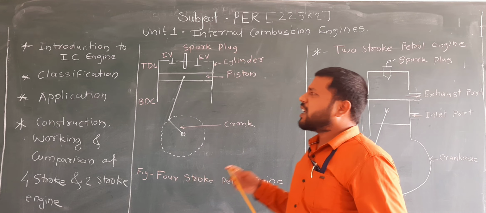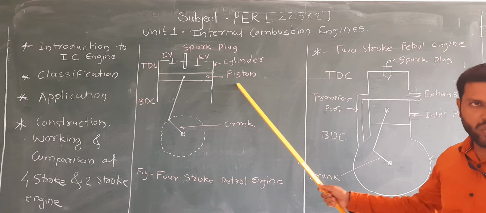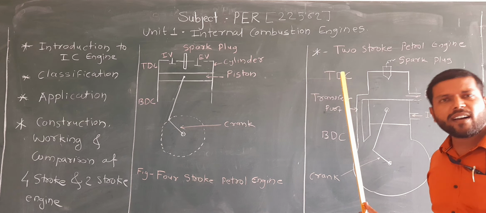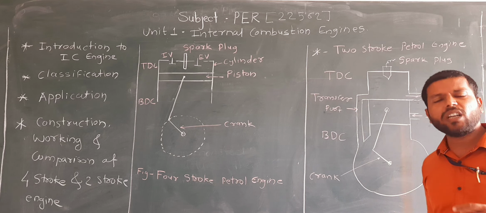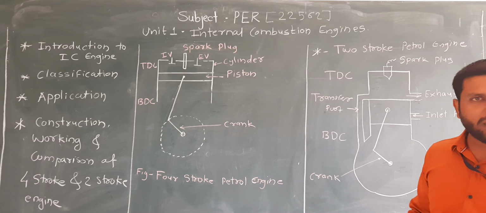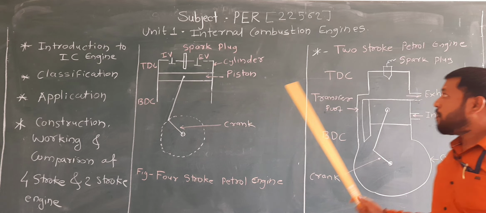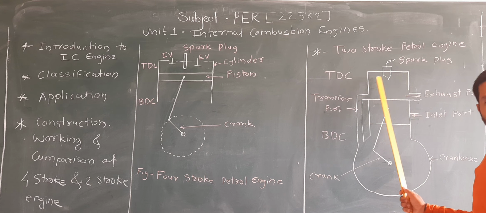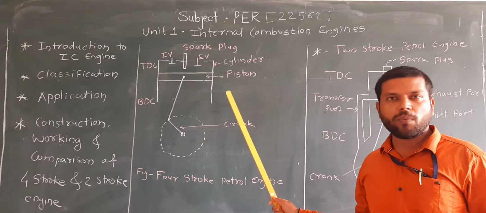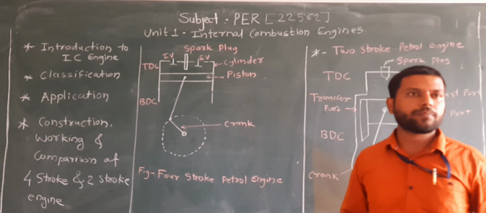Now the next, comparison between two-stroke engine and four-stroke engine. In the two-stroke engine, the cycle is completed in one revolution of the crankshaft. In the four-stroke engine, the cycle is completed in two revolutions of the crankshaft. That is, the power stroke is obtained in the two-stroke in one revolution, and in the four-stroke in two revolutions.